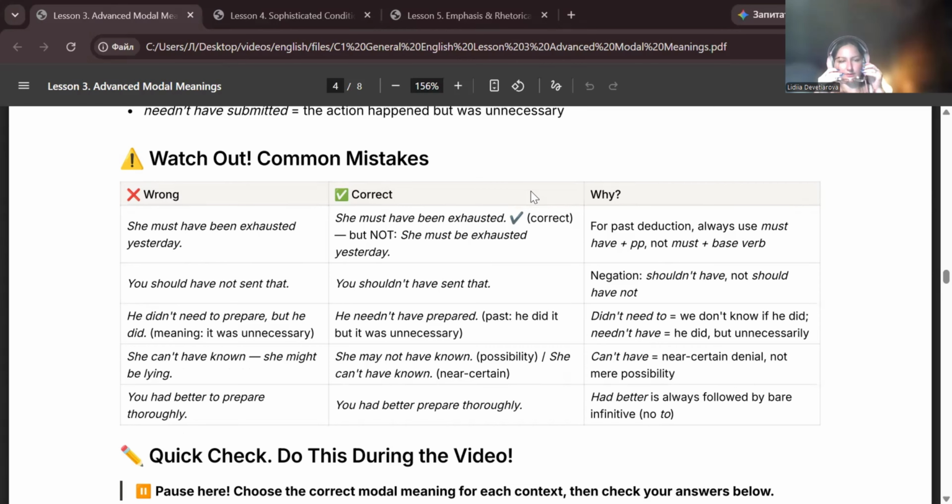She can't have known. She might be lying. She may not have known. She can't have known. Can't have: we are confident that she did not know. You had better to prepare thoroughly. You had better prepare thoroughly, without to.